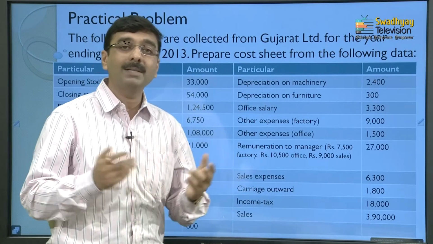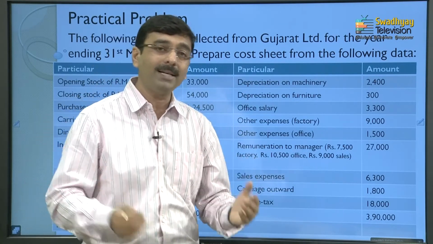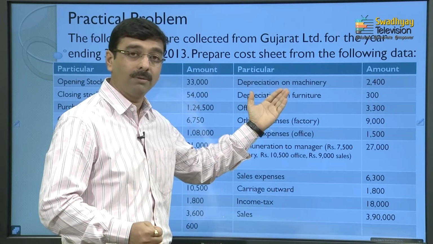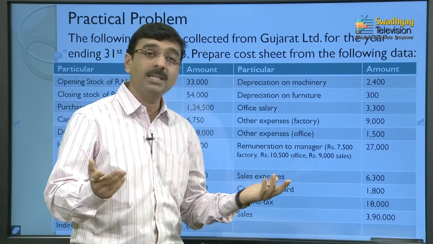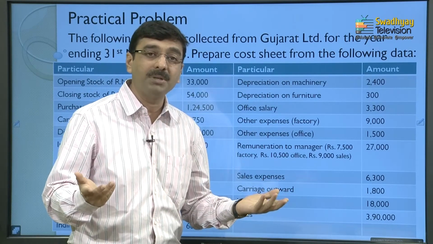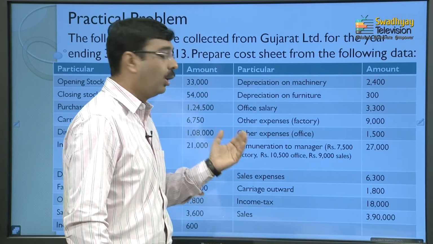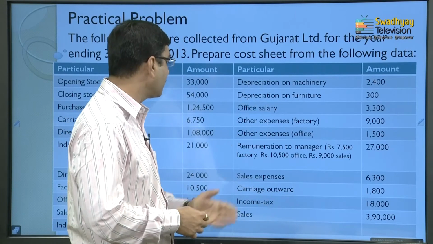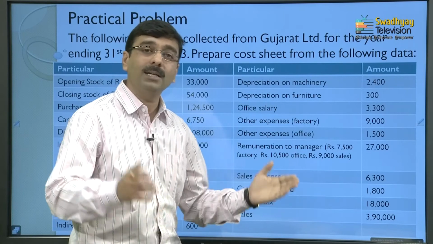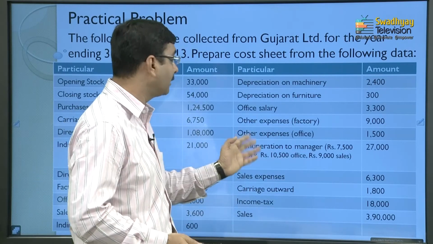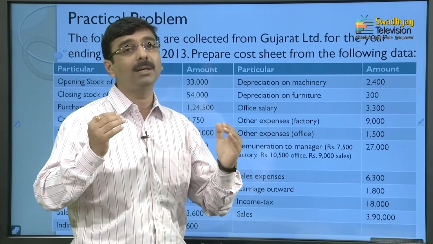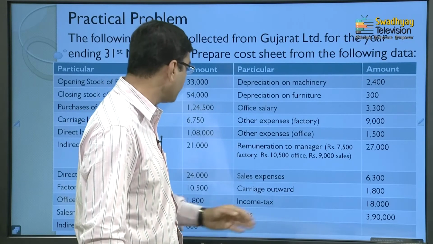Depreciation of machinery: machinery is generally required in a factory, so it would be recorded under the heading of factory. Furniture is most probably required in administration, so it would be recorded under admin. Office salary is an admin expense. Other expenses, factory, are recorded under the factory expenses. Other expenses, office, are recorded under the admin expenditures.